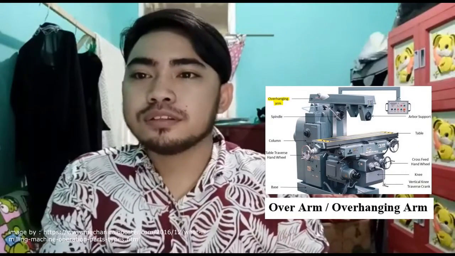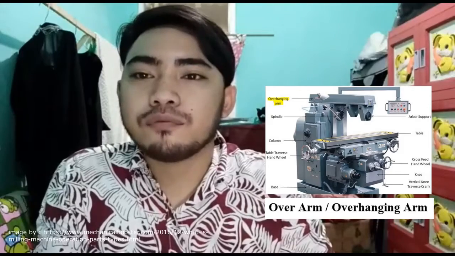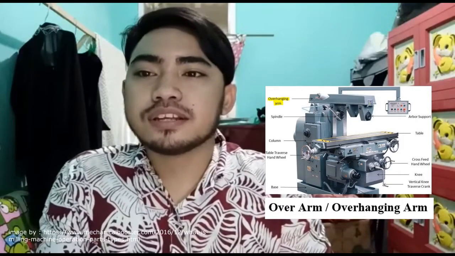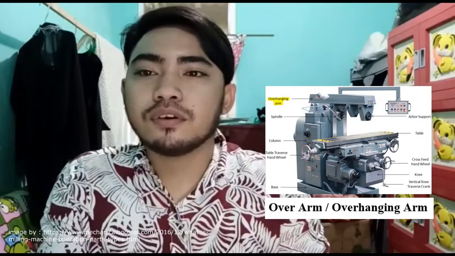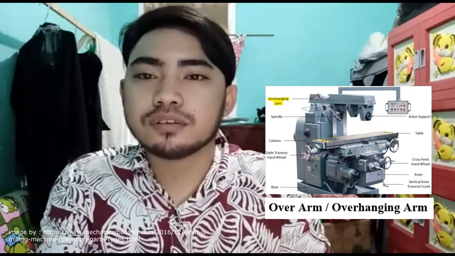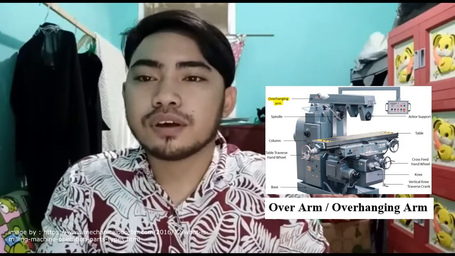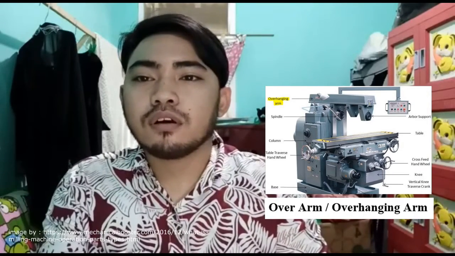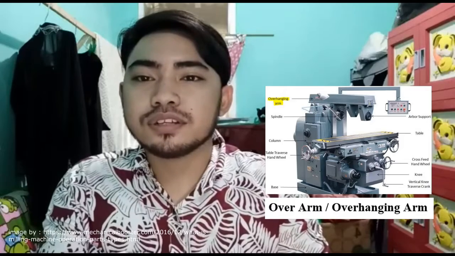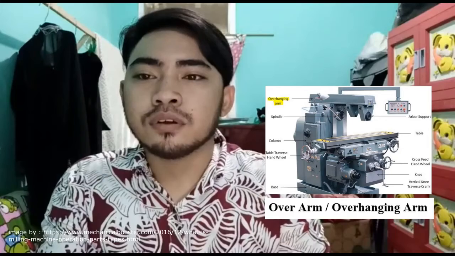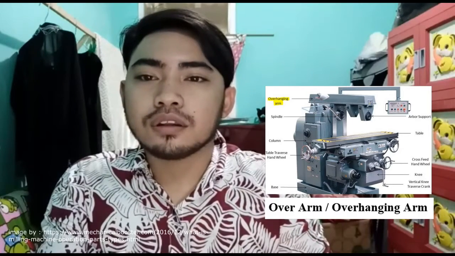Overarm is the horizontal beam present on the top face of the column. It may be a single casting which slides on the dovetail present on the top face of the column. The overarm is used to fasten the arbor support. It may consist of one or two cylindrical bars which slide through the holes in the column.